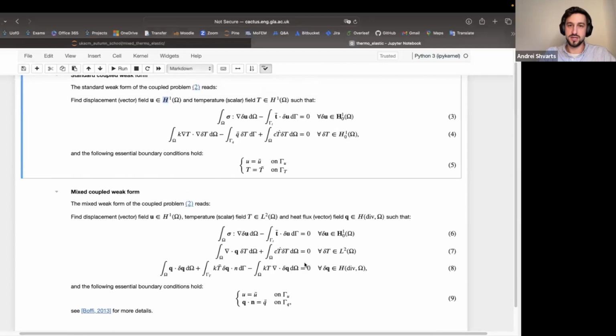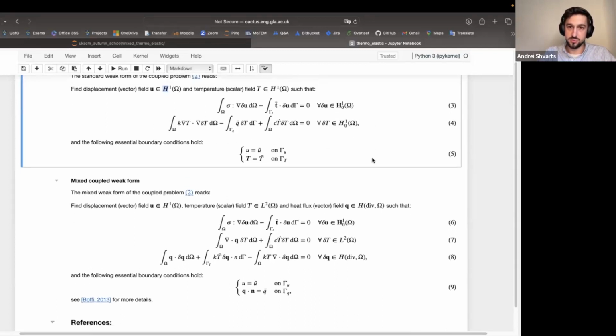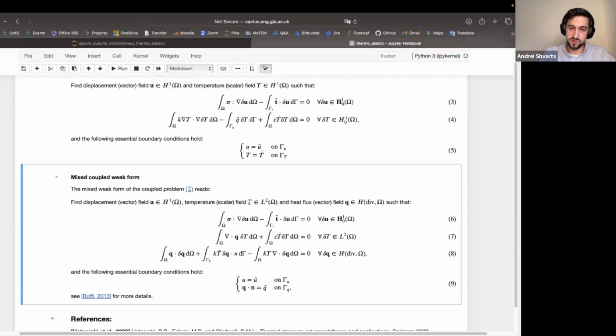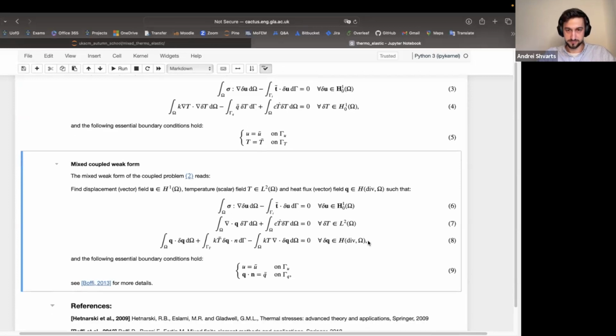So instead of one equation for the heat conduction problem, we have two equations, and the unknown fields are different. So we're looking into the temperature field in L2 space. So we don't assume that it has derivatives, and then the vector Q is a vectorial field for the flux, and it has only derivatives such that we can compute the divergence. So the divergence is square integrable for this field.